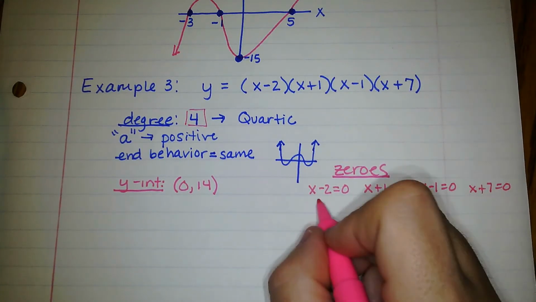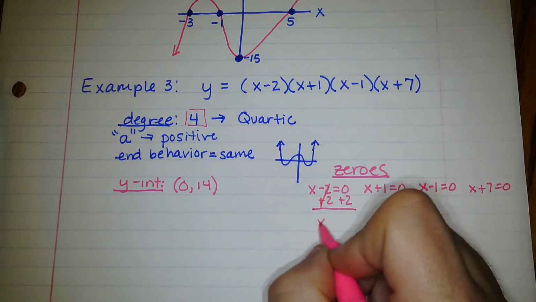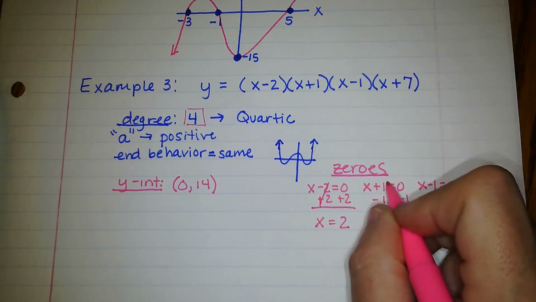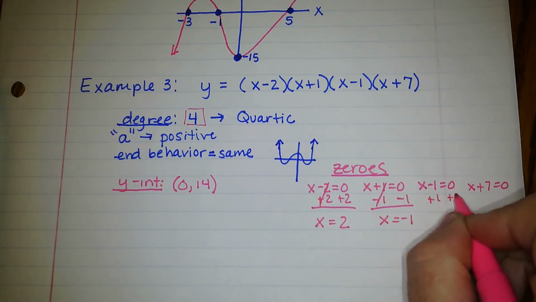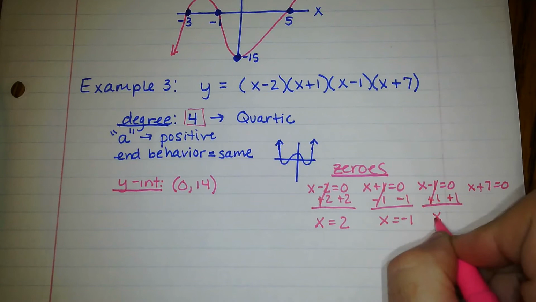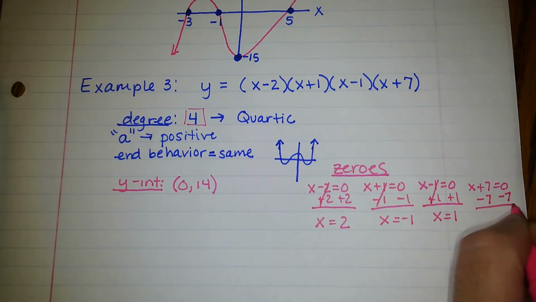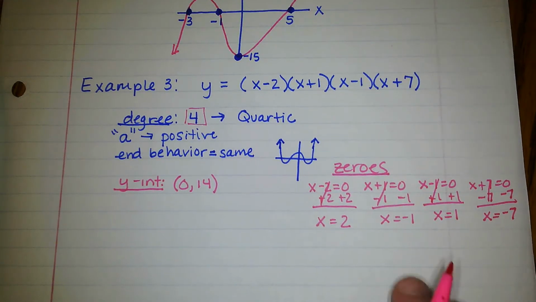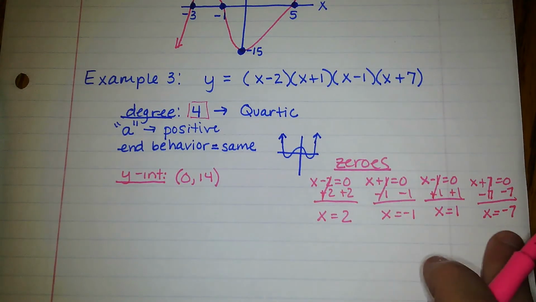So we're going to have to add 2. Remember, we're doing inverse operations. So it's a positive 2. Subtract, you get negative 1. Add, you get positive 1. And subtract, and you get negative 7. So we've got all 4 of these as our roots or our zeros, same thing.